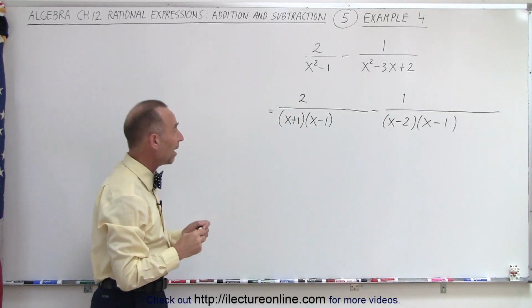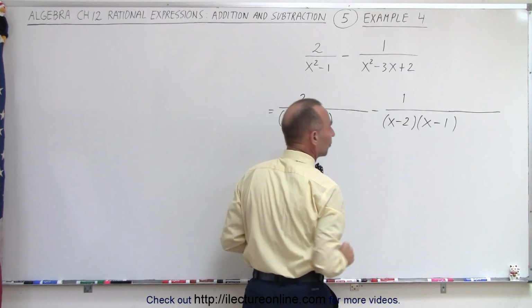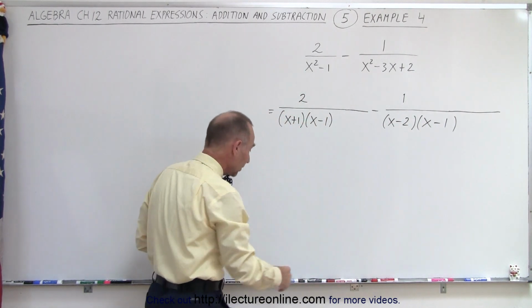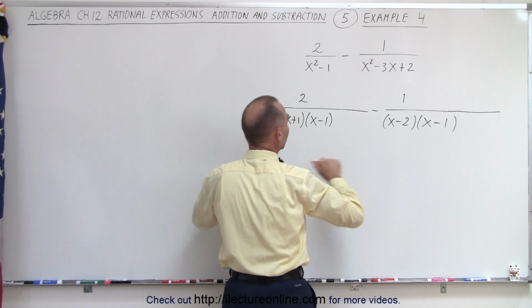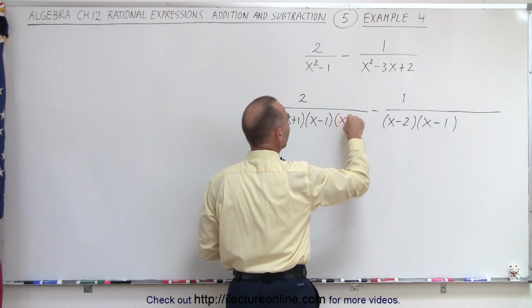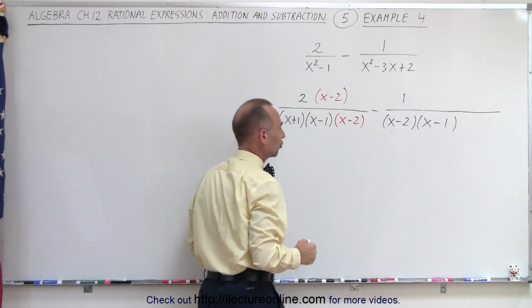Now notice what we have. They both have an x minus 1, but the other factor is different. So to find the common denominator, this one here is missing the x minus 2, so we're going to multiply the denominator by x minus 2. Of course, we must also multiply the numerator by x minus 2.